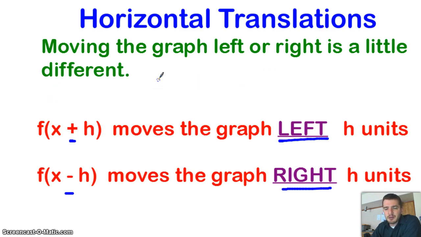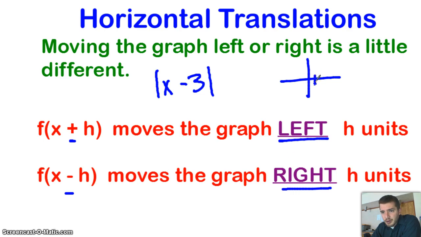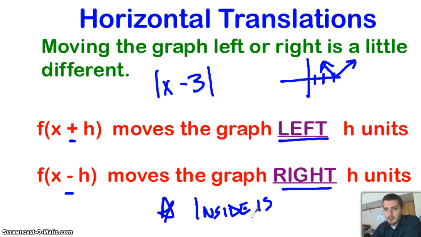So if I had the absolute value of x minus 3, and I wanted to graph it, here's my graph. I'd have to go 3 units, but since it's minus, I'm going to move to the right. So 3 units to the right, 1, 2, 3, and that could draw my absolute value graph right there. Remember that inside is always opposite, and make a note, put a star, because it is important.